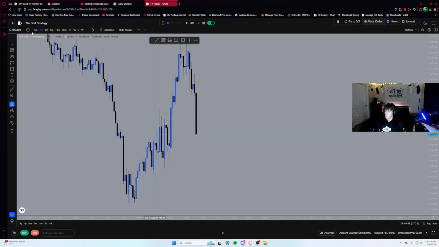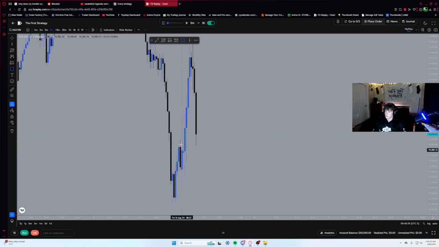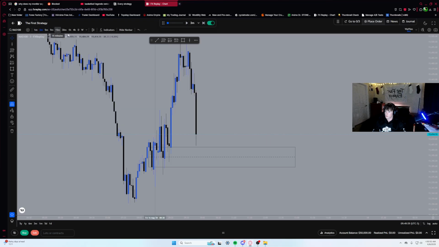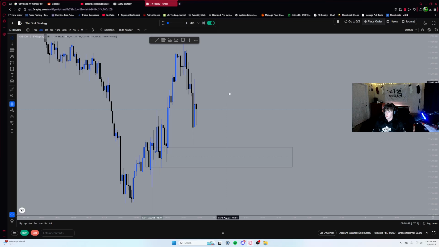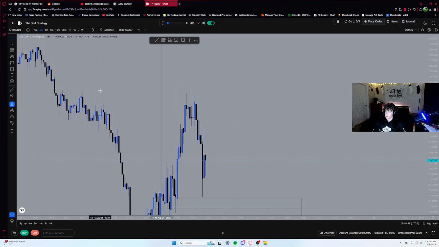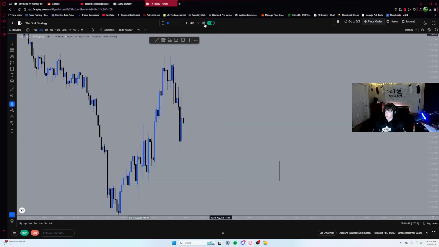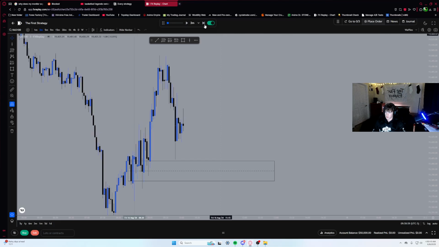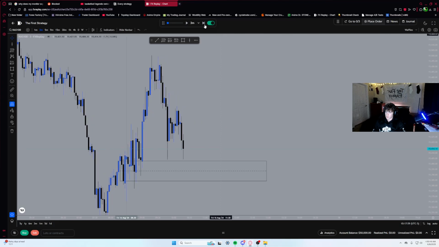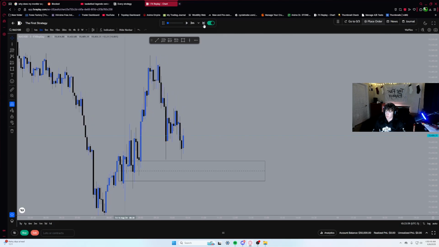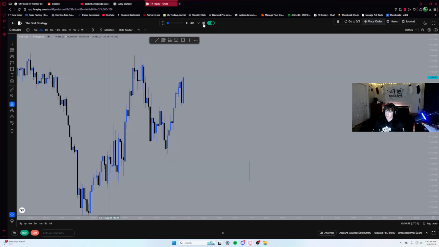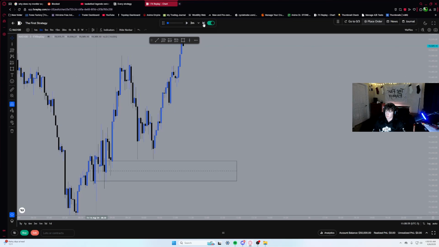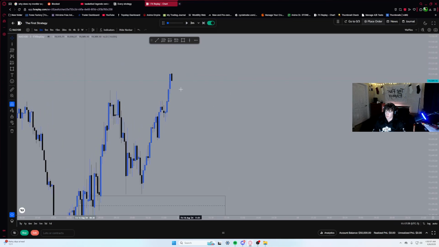Close one. That looks pretty bearish. We swept some liquidity up here. Failed to create a higher high too. Price could very well. We have a liquidity sweep right there. Break structure. Break structure again.